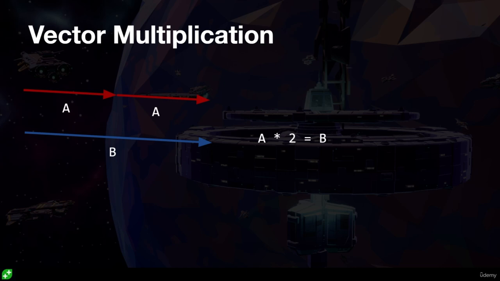And in fact, you don't have to be restricted to whole numbers here. You could have half of a vector A, which is just going to be half as long. You could have 5.6 of a vector A, which is going to be 5.6 times the length of that vector A, but the direction ultimately doesn't get changed. It will always have the same vector direction.